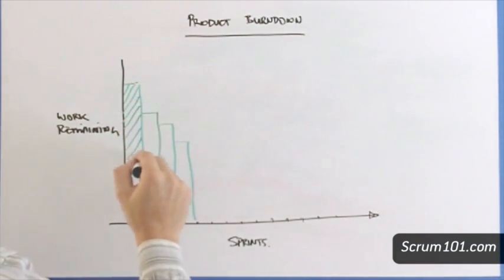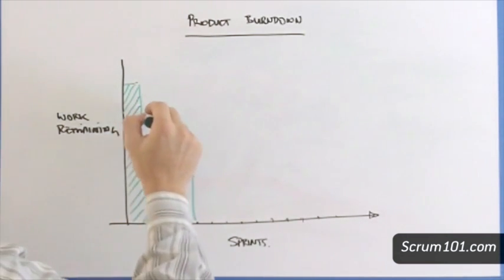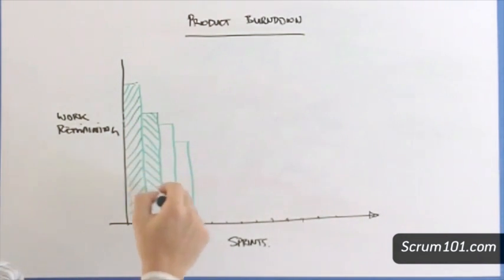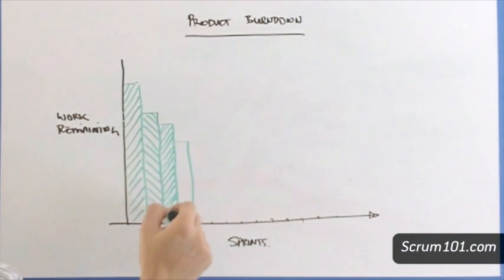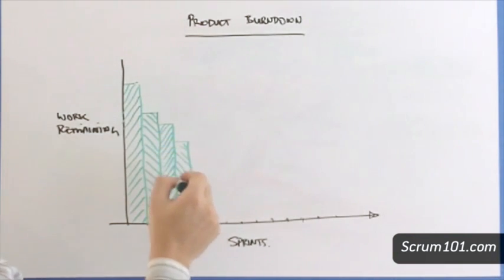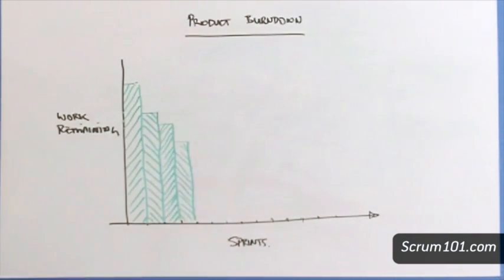To plot this graph, the team would calculate the total amount of work remaining in the product backlog and plot this as a bar graph at the start of each sprint. For example, here our team has completed 4 sprints. During each sprint, an amount of work was completed, reducing the height of the bar graph. Our example team's product burndown may look like this.